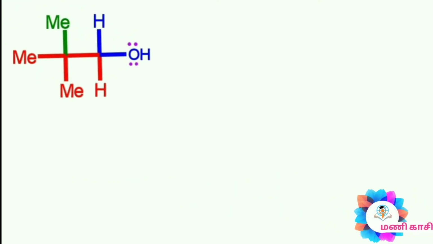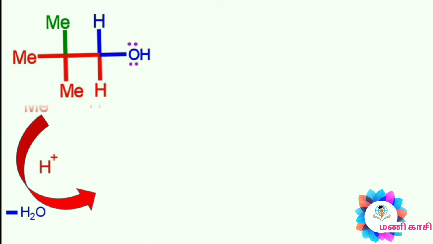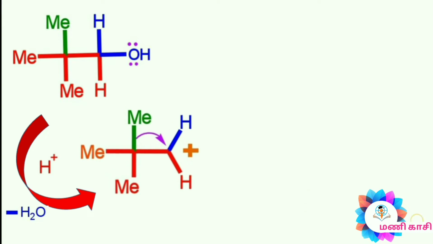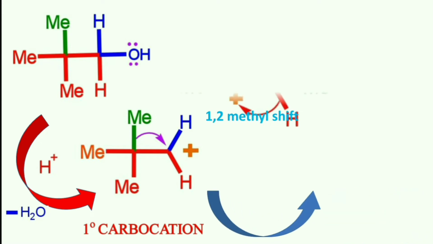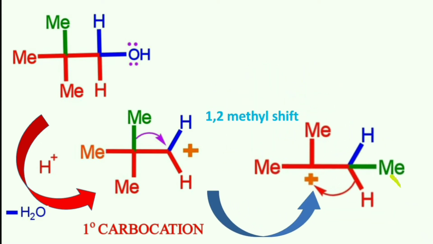Mechanism of this reaction. Step 1, leaving of a water molecule, which forms a primary carbocation. Step 2, migration of methyl to the positively charged carbon. It is also known as a 1,2 methyl shift. Step 3, deprotonation of hydrogen, and it gives an olefin or alkene.